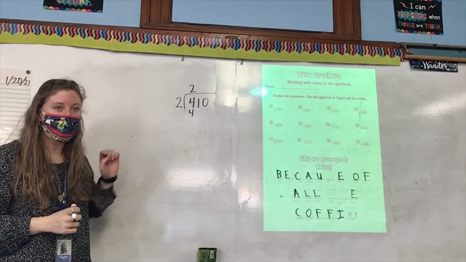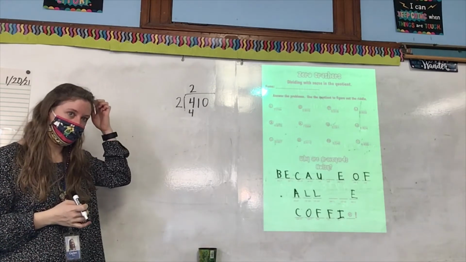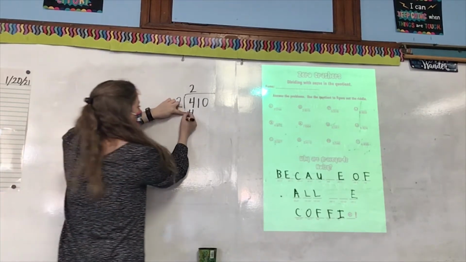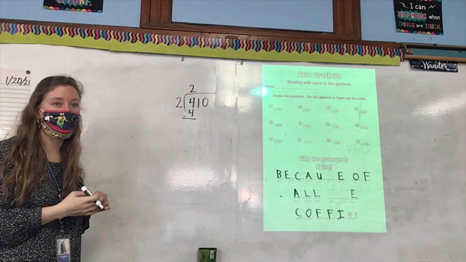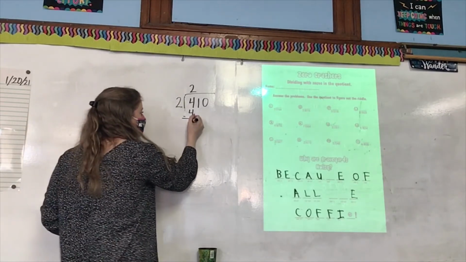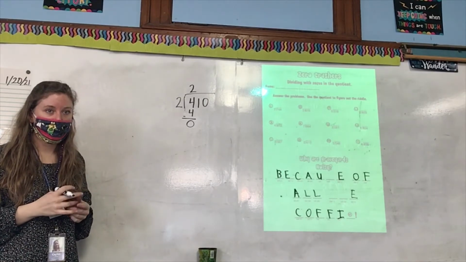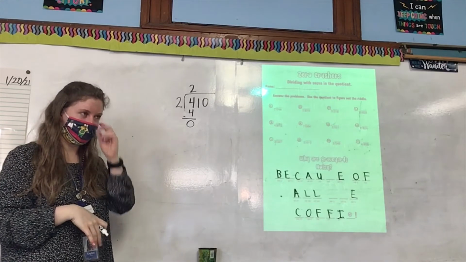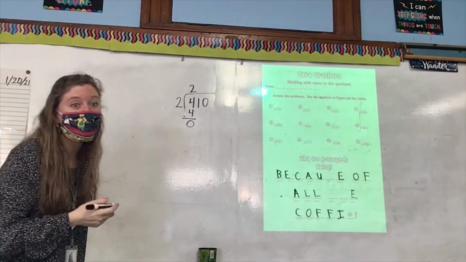Okay, Cullen, what do we do next? We subtract 4 minus 4. We subtract the answer to our multiplication problem, 4, from the first digit of our dividend, 4, to get 0. What always happens after we subtract? We can compare, but maybe next year I'll teach that step. But yeah, so we bring down.